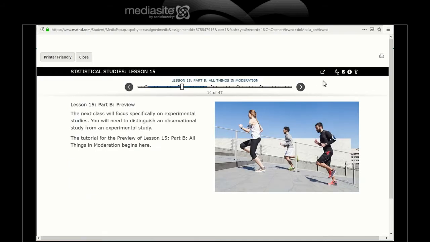So the next class will focus specifically on experimental studies. You will need to distinguish an observational study from an experimental study. Tutorial for the preview of lesson 15, part B. All things in moderation begin here.